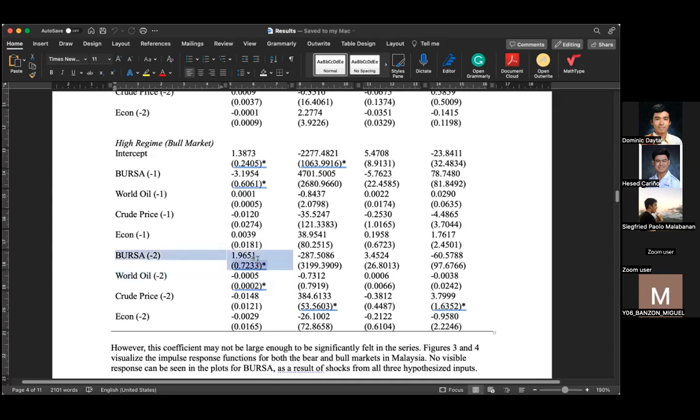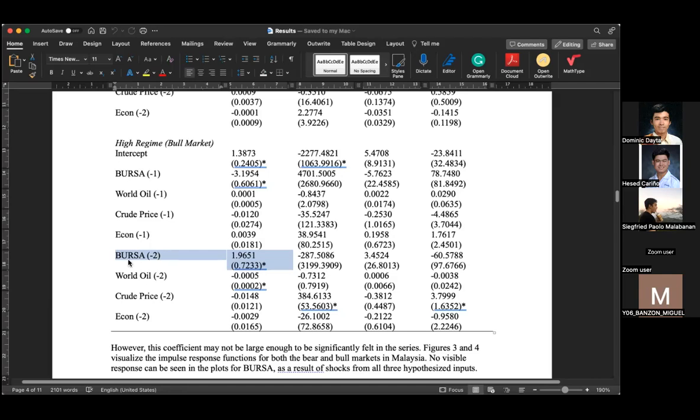Significant si Bursa -2 saka si Bursa -1. That means pag mataas yung value ni Malaysia last month, then this month mas mababa siya by -3.1954. On the other hand, kapag mataas naman, nagkaroon ng shock na meaning mataas yung value ni Malaysia 2 months ago, then you're looking at an impact of an increase this month of 1.9651. But this is just what you would call a law of averages pagdating sa stock market prices. Wherein pag masyado ka mataas last month, probably babagsak ka this month. Kung masyado ka mababa last month, probably tataas ka this month. Kaya lang may ganung effect.